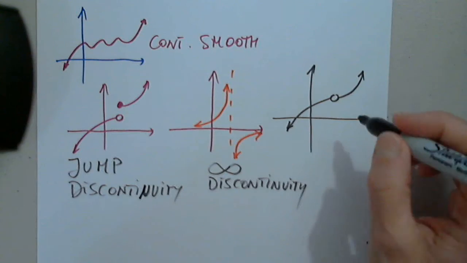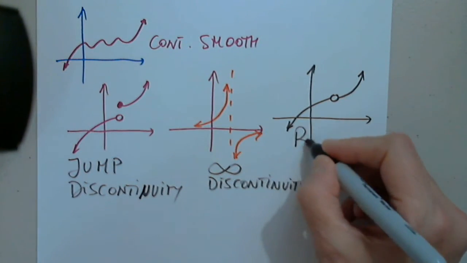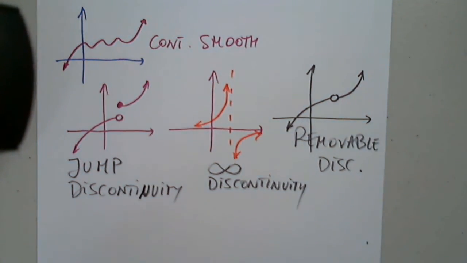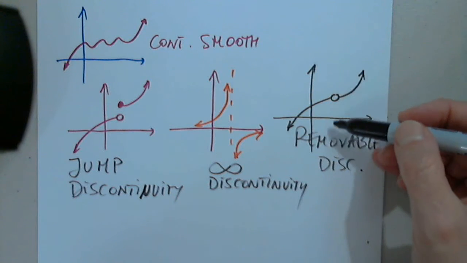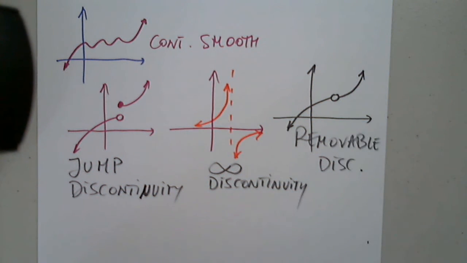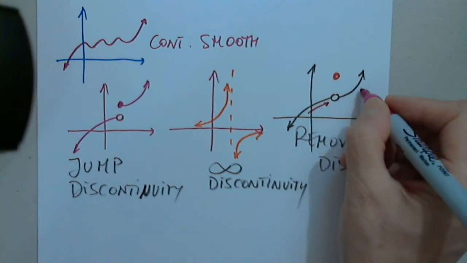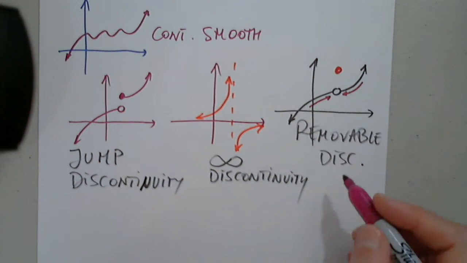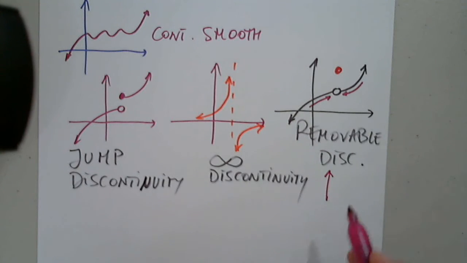This one is special. It's called removable discontinuity. It doesn't matter whether the function is not defined here at all or the function is defined somewhere. It doesn't matter. It's the same thing. It's removable. Why is this removable? Because the limit from the left and the limit from the right are the same. It doesn't matter whether the function is defined or not at all. So this is a special discontinuity, removable.